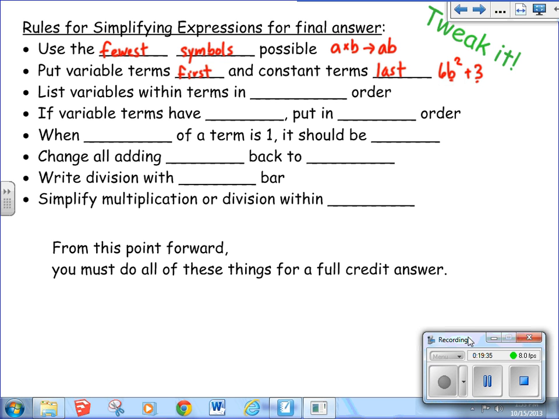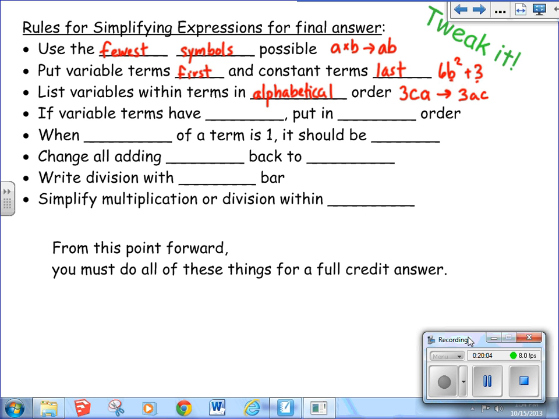Within a term, you always should list your variables in alphabetical order. So for example, let's say you get to the bottom of your problem and you have something like 3CA. You want to rewrite that as 3AC. You put your variables in alphabetical order in a term.